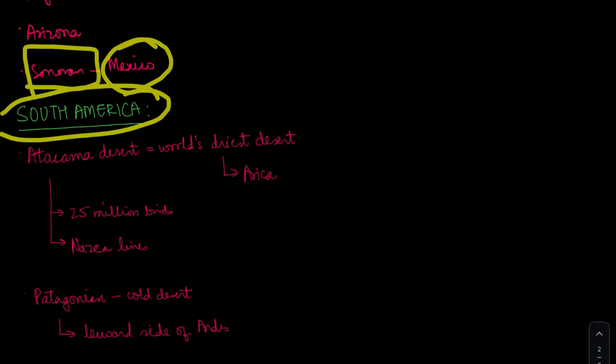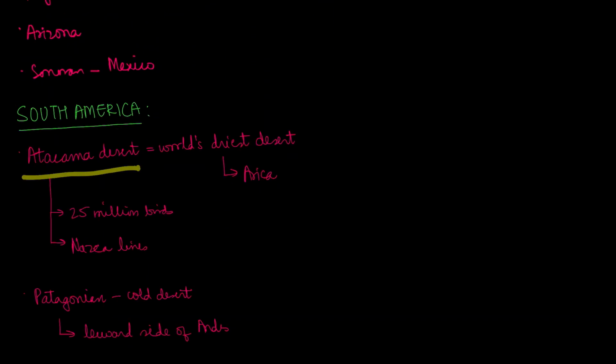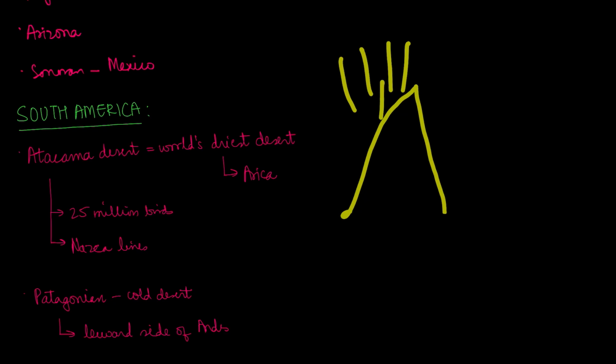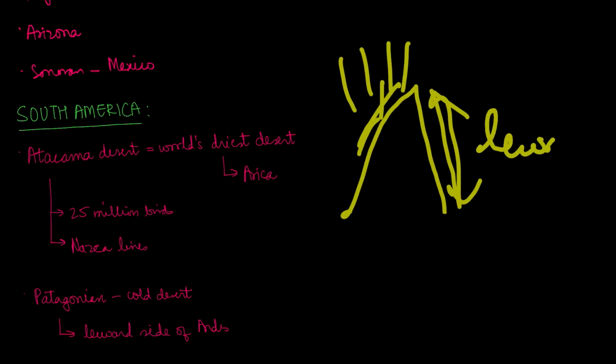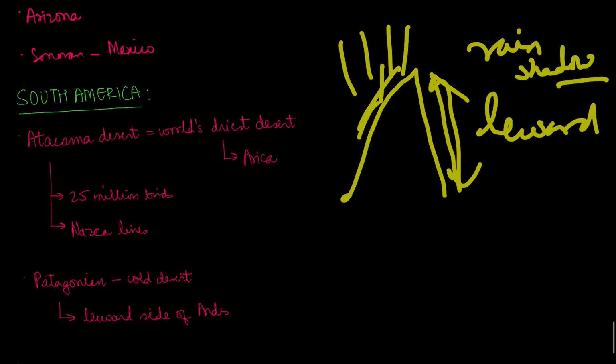Moving to South America. South America has the Atacama Desert, the world's driest desert, in the Arica region. It houses 25 million birds, and there is a Nazca line over there. Moving to Patagonia. Patagonia is a cold desert. It is on the leeward side of the Andes. So if this is a mountain, this side receives rainfall, and this side over here is called the leeward side or the rain shadow region.